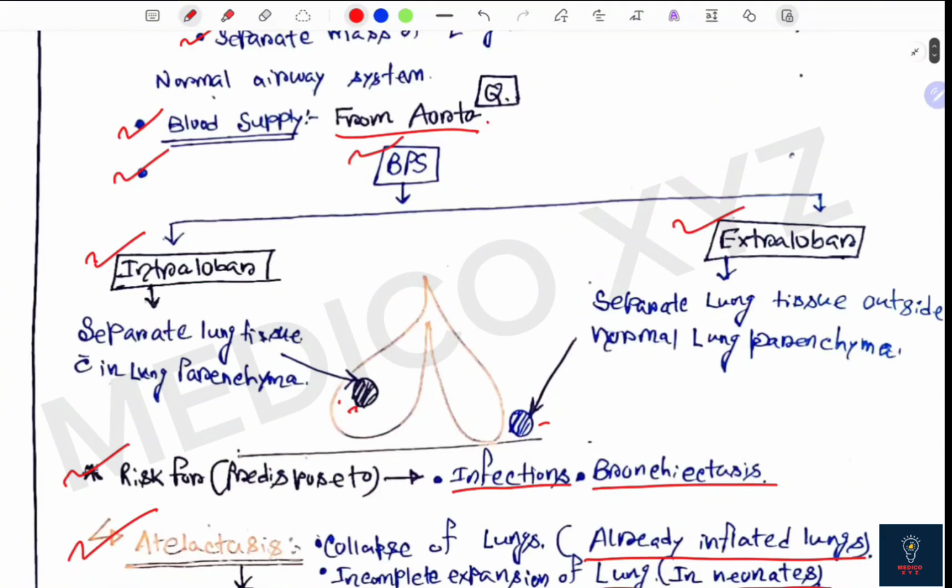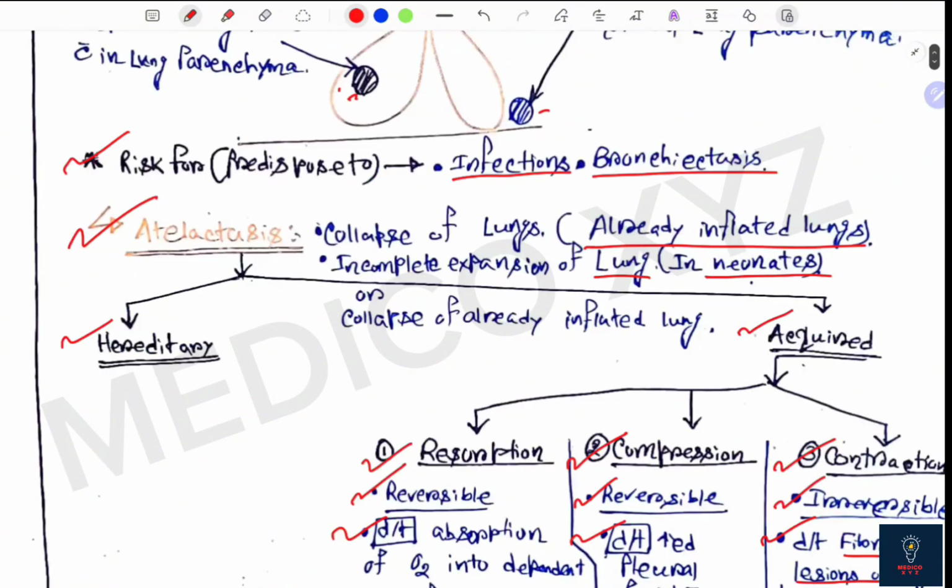Now, the types of bronchopulmonary sequestration: as we discussed earlier, it can be present within the lungs or outside the lungs. Hence the classification is intralobar or extralobar. This bronchopulmonary sequestration can lead to or predispose to infection and bronchiectasis. We will discuss bronchiectasis later on.